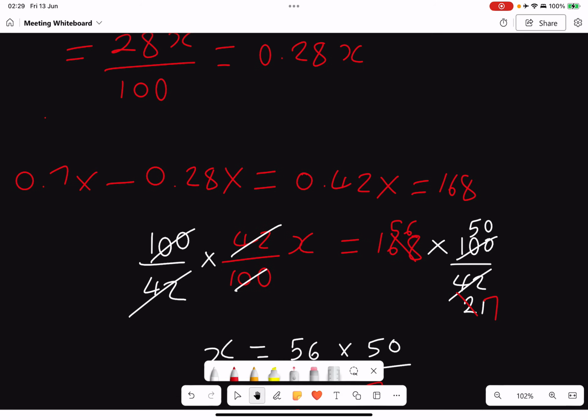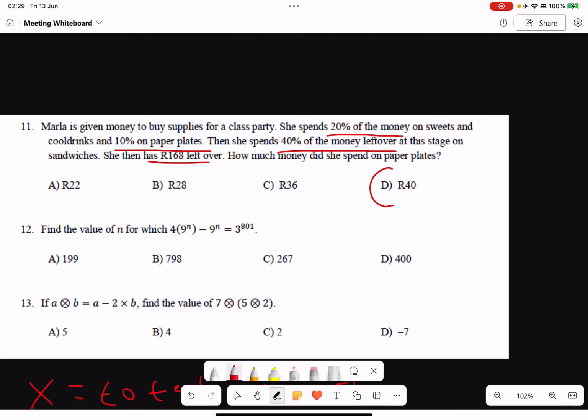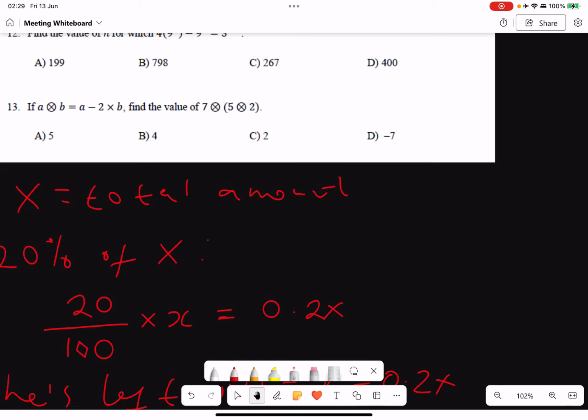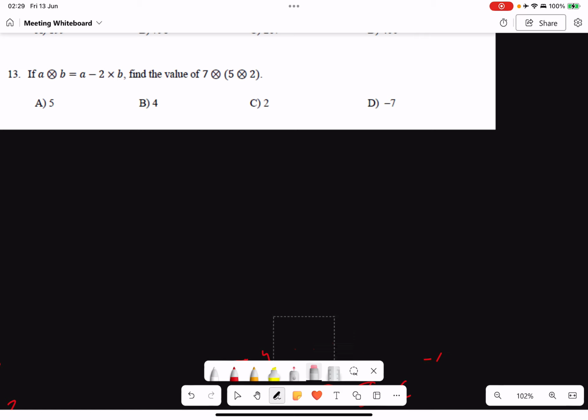So the answer will be on option what? Let's see. The answer will be option D. Get it, ladies and gentlemen? Awesome. Now let's quickly dive into question 12. I'm going to erase here quickly. Let's dive into question 12.